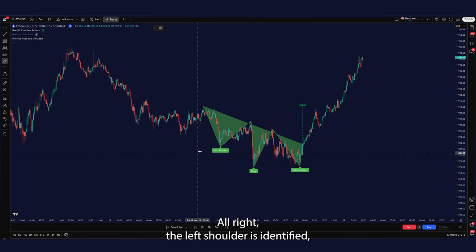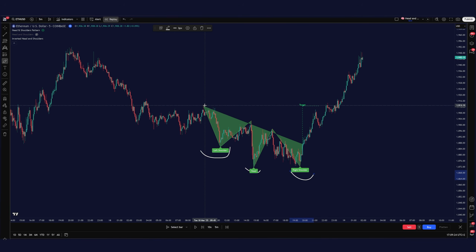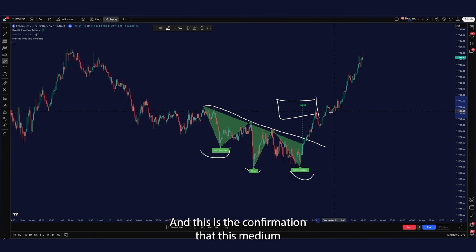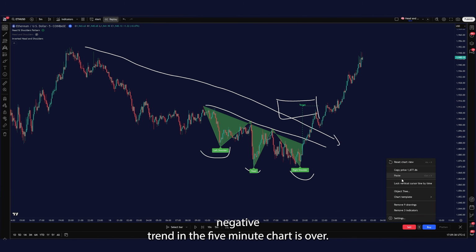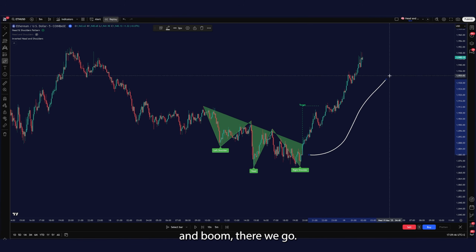All right, the left shoulder is identified, the head is identified, the right shoulder is identified. The neckline, when the price breaks the neckline, the target is generated, and this is the confirmation that this medium negative trend in the 5-minute chart is over. The trend is over, and it's time to go long, and boom, there we go.